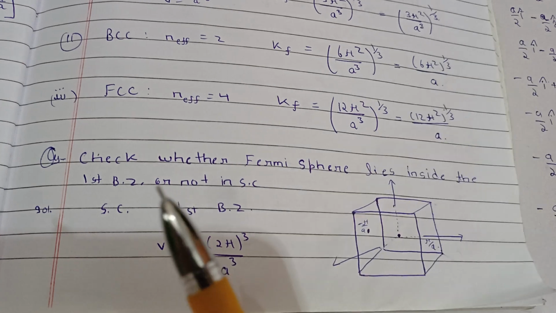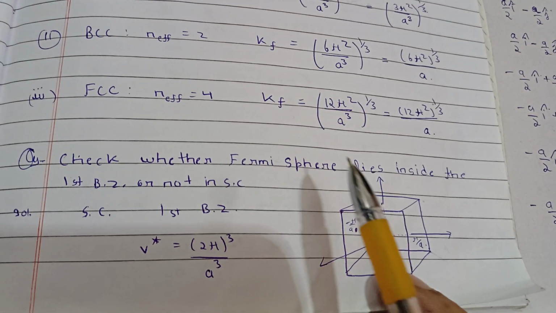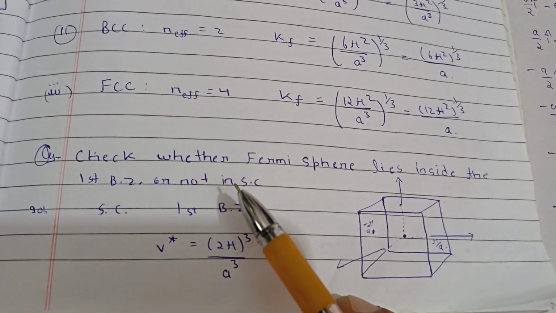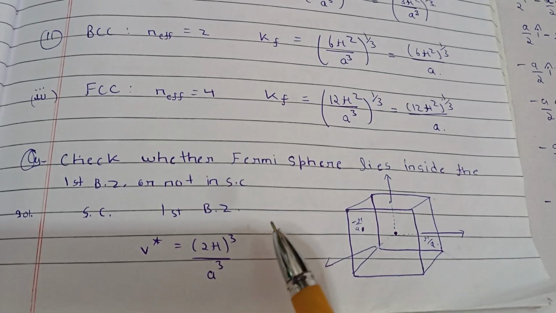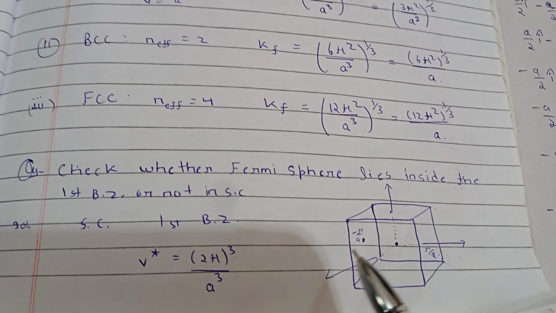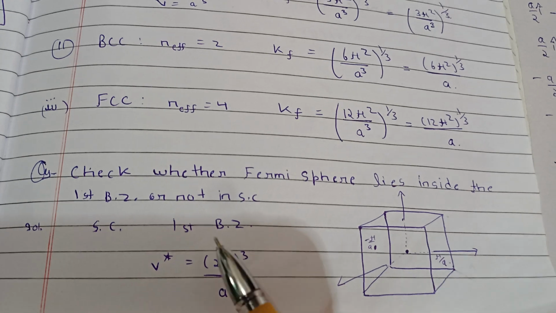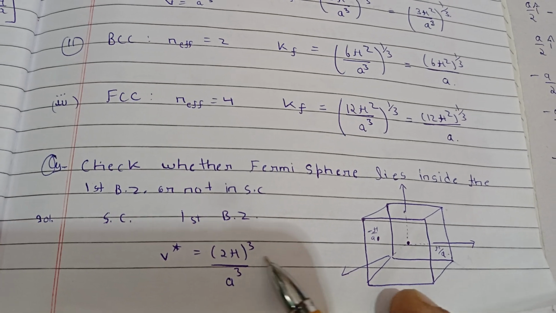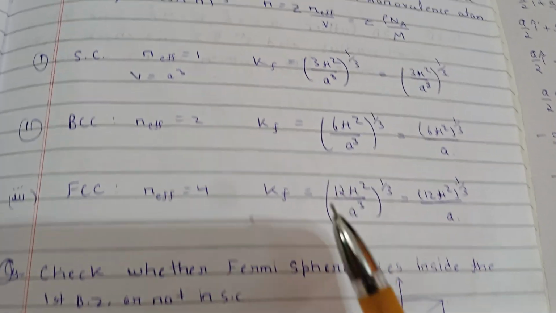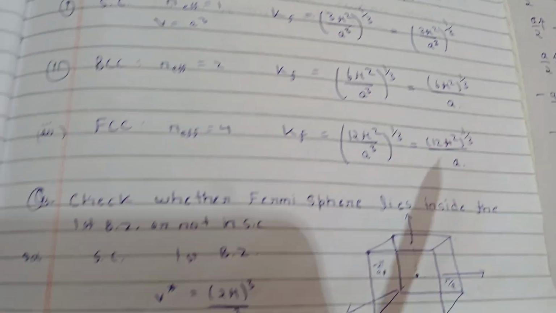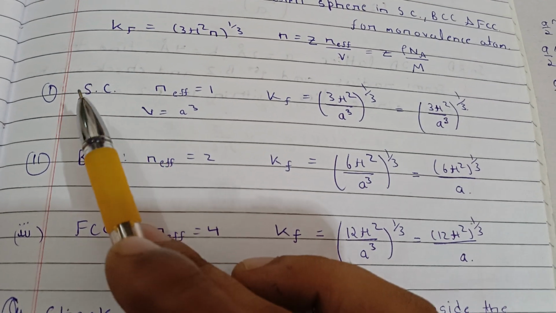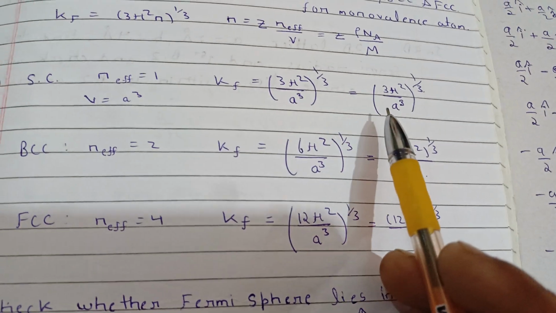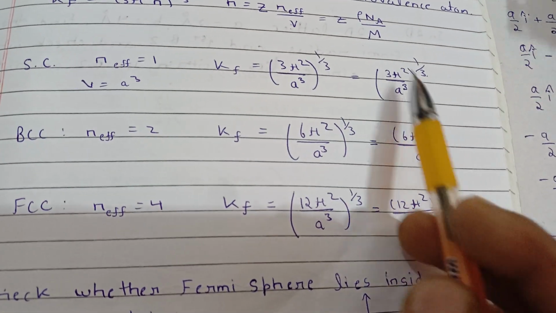Now the question can be asked like this: check whether the Fermi sphere lies inside the first Brillouin zone or not in a simple cubic. So we need to check if the Fermi sphere lies inside or not in the Brillouin zone. For simple cubic, this is our Fermi radius.